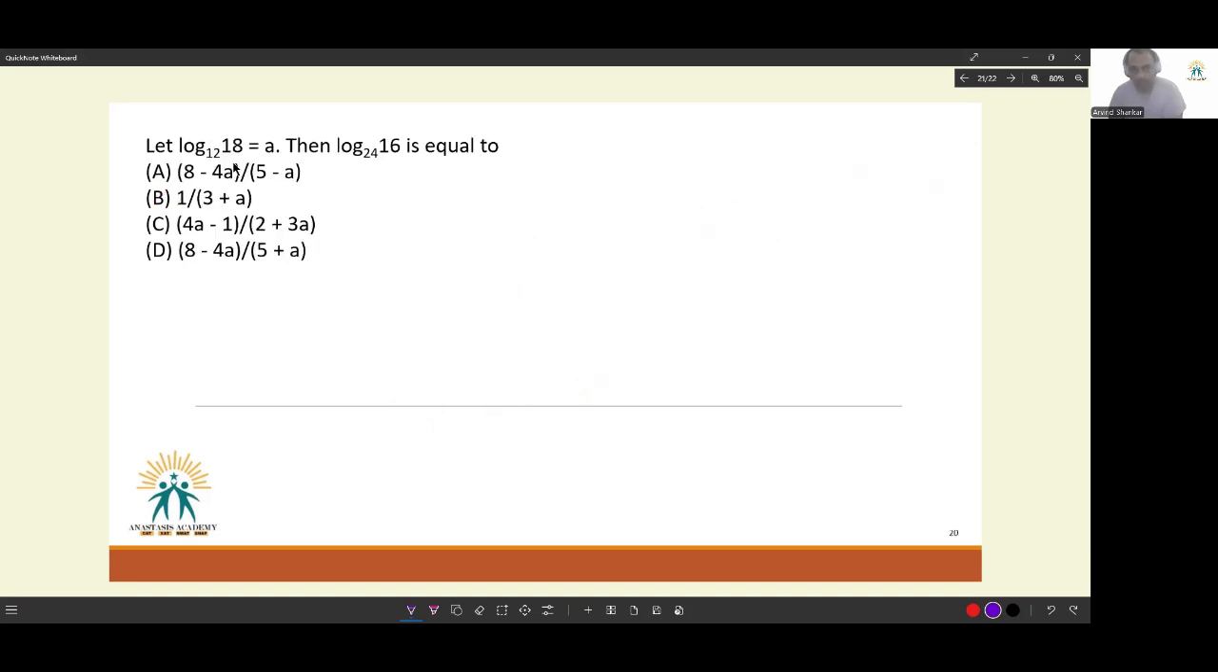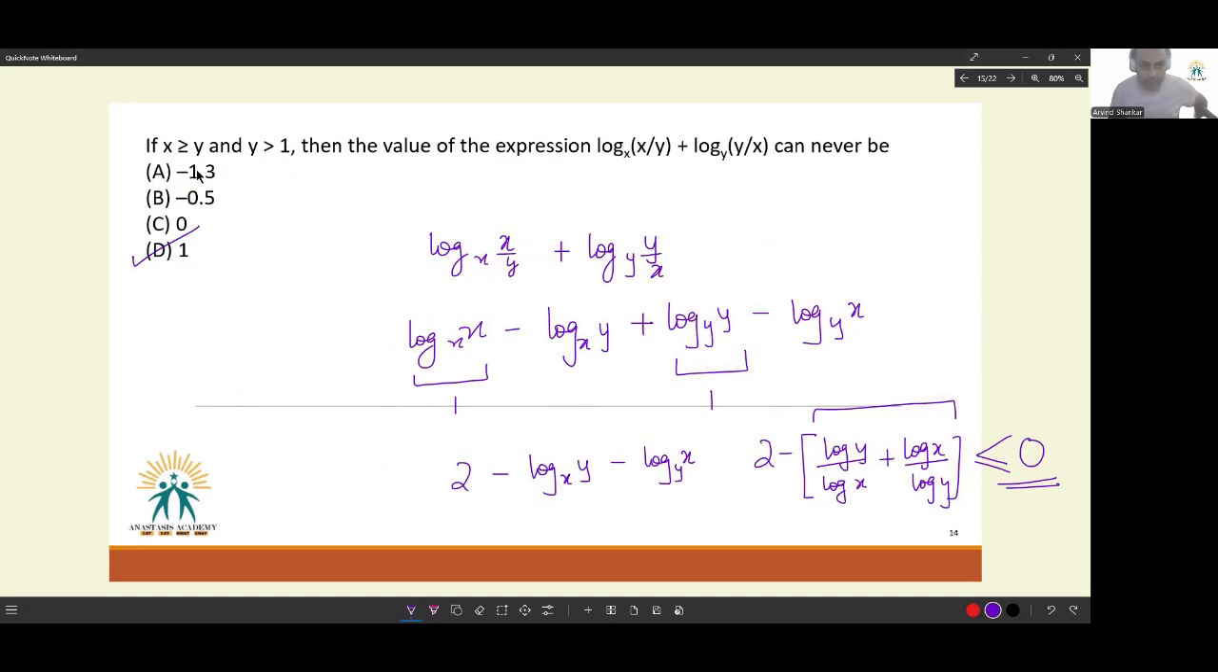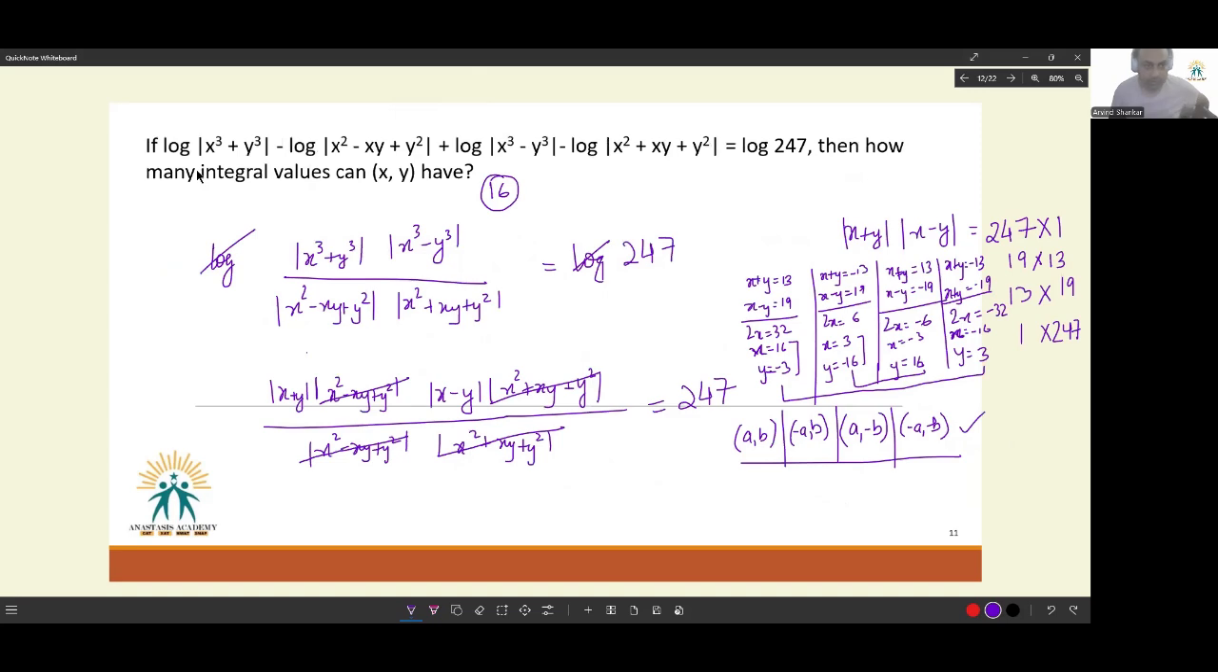Okay. Now this last question again. This is very similar to one of the earlier questions that we had done. Which one was that? Yeah, not this.